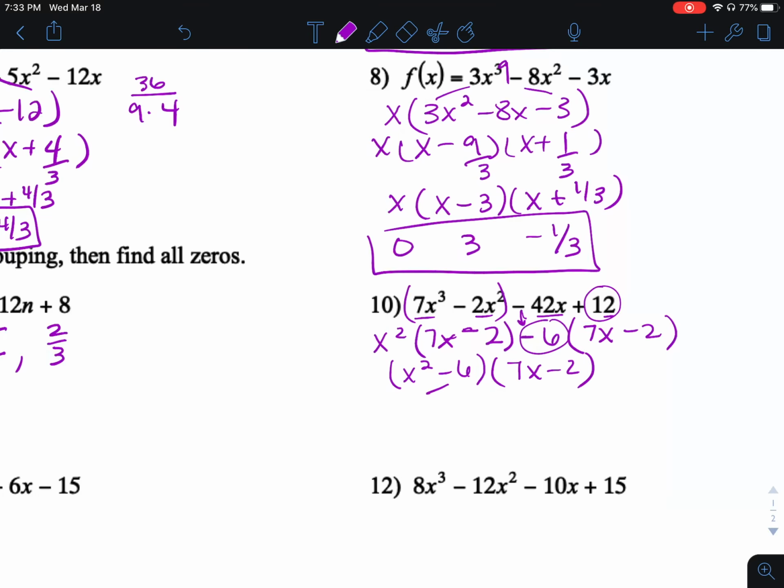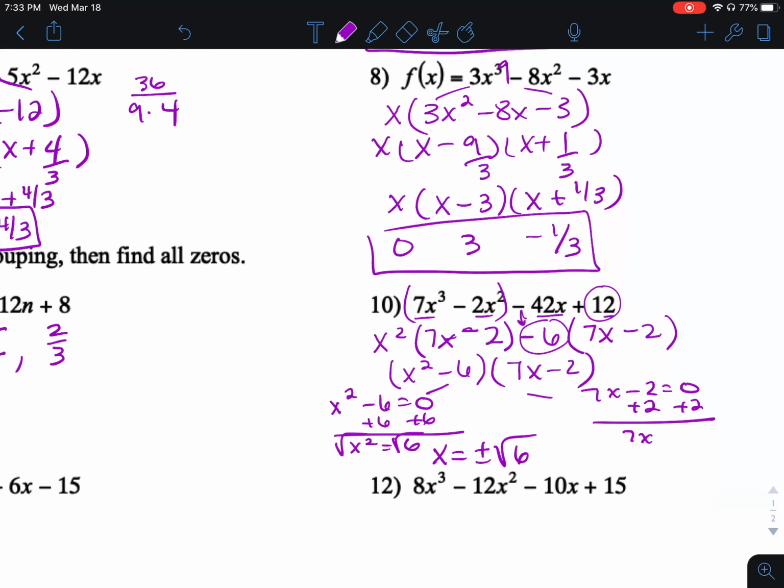Now I take each one of those separately and I make them equal 0 and I solve. So add 6 to both sides and then take the square root. So then I get x equals plus minus square root of 6. And then here we have 7x minus 2 equals 0. Add 2 to both sides. 7x equals 2. Divide by 7. So then our other solution is 2/7.